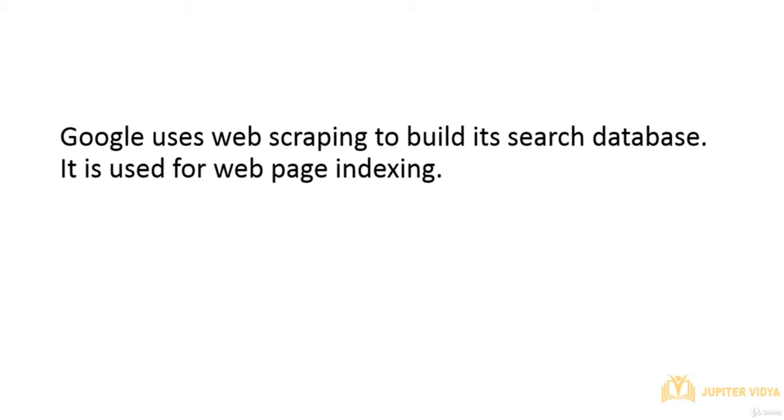Google used web scraping to build its search database. So whenever the Google crawler comes to a website, it fetches all the data and indexes the pages. Once it is indexed, only then can Google search display the result in the search engine when someone searches related to that business or service.